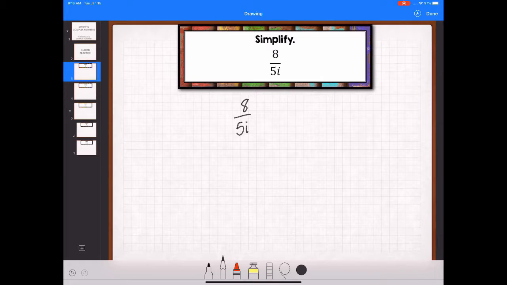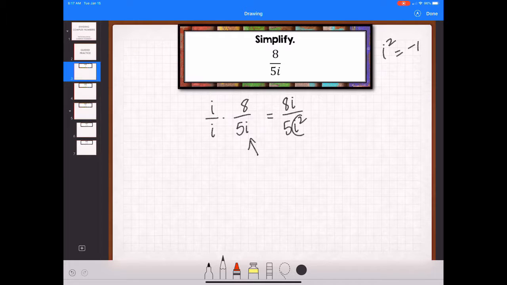Most of the division that you're going to see is going to be shown with a fraction bar. When you're dividing complex numbers, you can't have an i in the denominator, so you need to multiply that fraction by i over i in order to rationalize the denominator, which basically means get rid of the i in the denominator. So when you do that, you end up with 8i in the numerator and then 5i squared in the denominator. And remember how we said i squared is equal to -1.